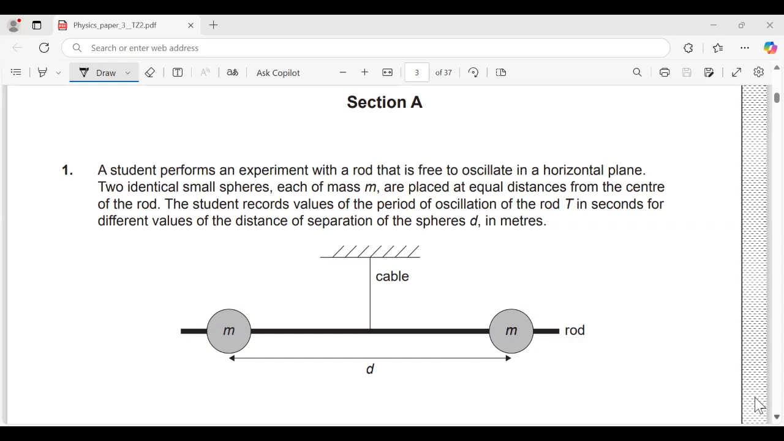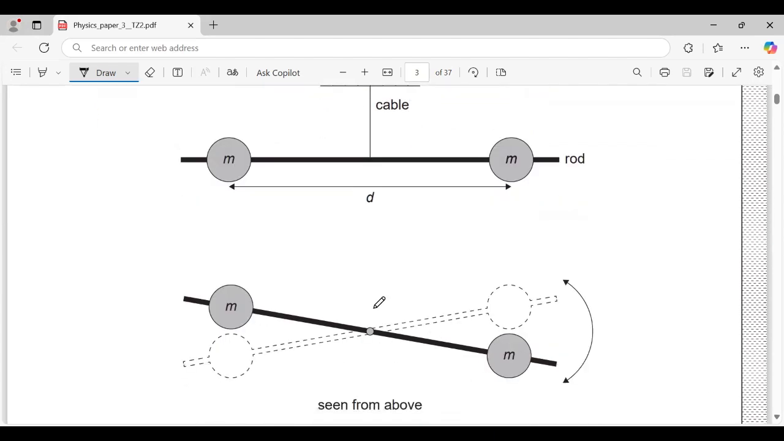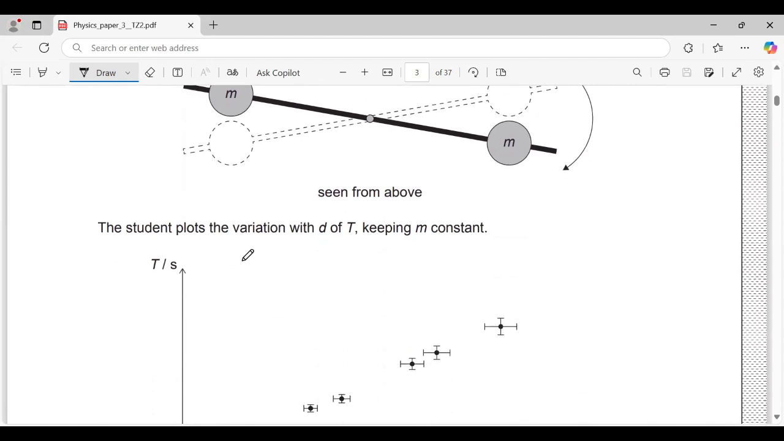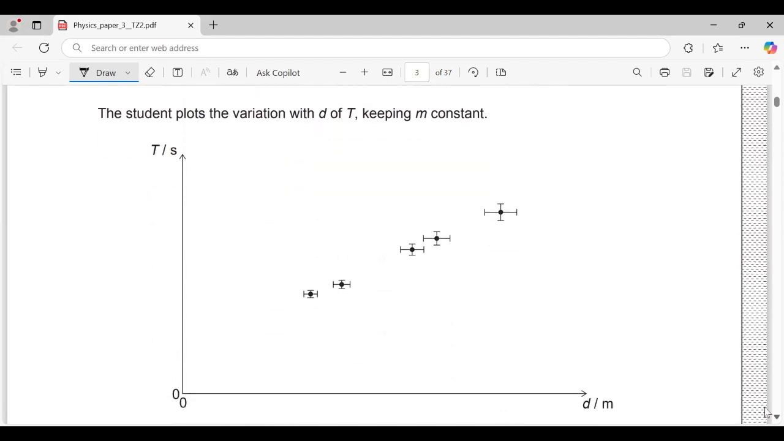This is the diagram of the experiment, and from this position becomes one. Next, the student plots the variation with d of T, keeping m constant. This is the diagram, T against d. T unit is seconds, while d unit is meters.